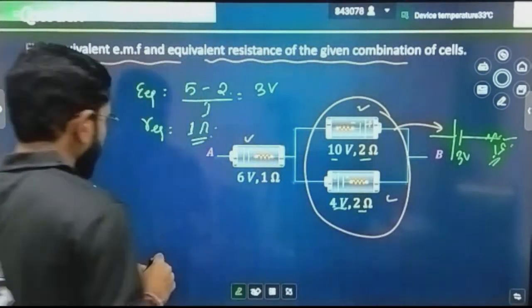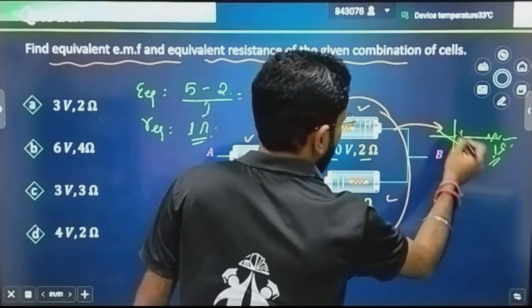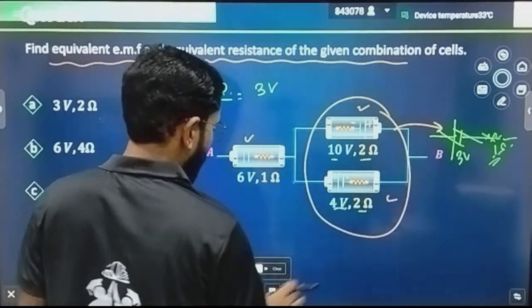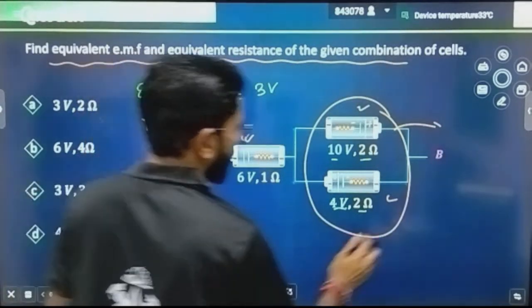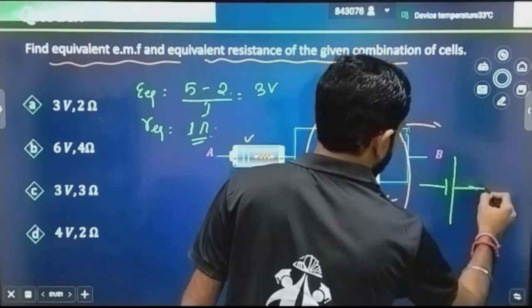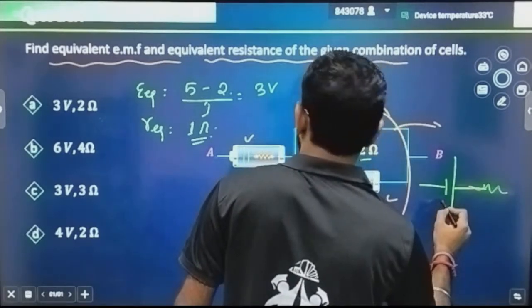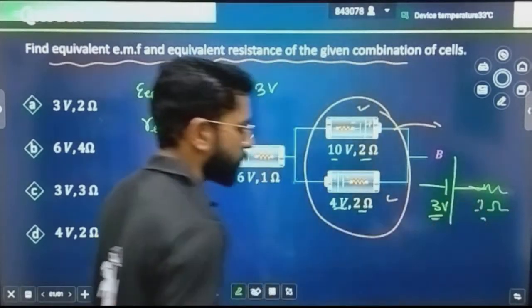Now see, the majority is in negative, correct. So the majority is there for this polarity. So which one will have the higher magnitude? You have to draw that in that direction. You will be drawing this as negative, this as positive, and there is an internal resistance. Magnitude wise it is 3 volt, and the effective resistance is equal to 1.